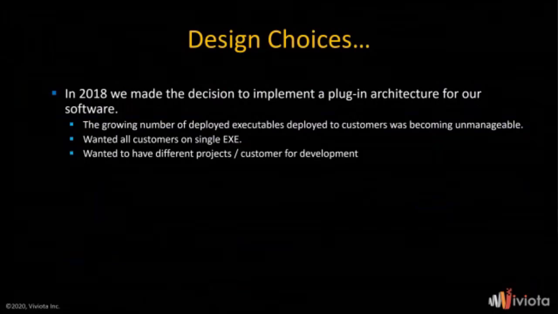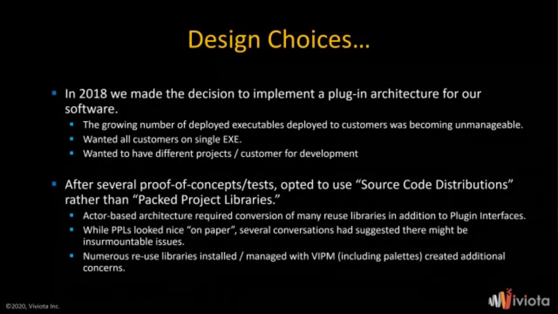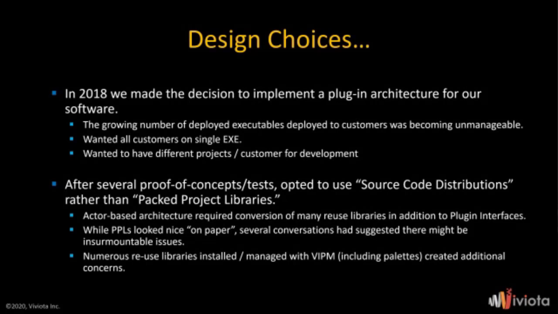So in 2018, we moved to a plugin architecture. We found that a growing number of executables was just becoming unmanageable. We wanted all customers to be off of a single EXE and have different projects per customer. We toyed with the idea of going to packed project libraries at the time, but after poking around a little bit, it basically seemed to us that this was going to be a lot of trouble, and we weren't sure that it was going to be worth it. We had talked to people, found that, especially with the dependencies and the actor basis, it seemed like it just wasn't going to work very well.